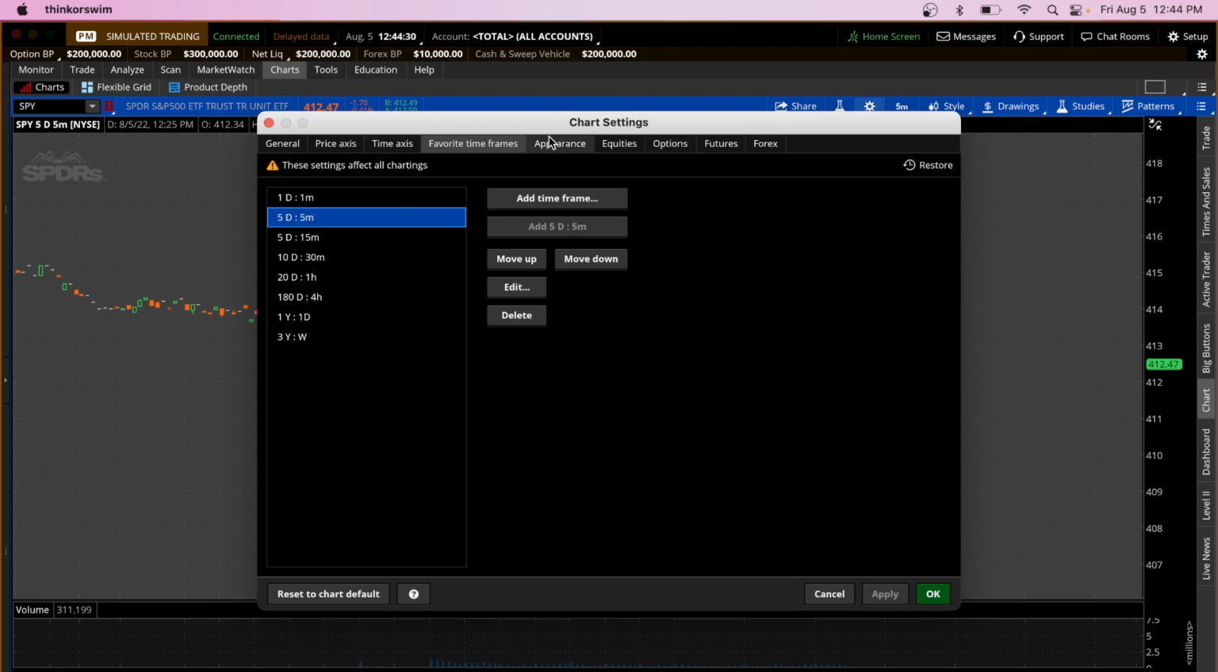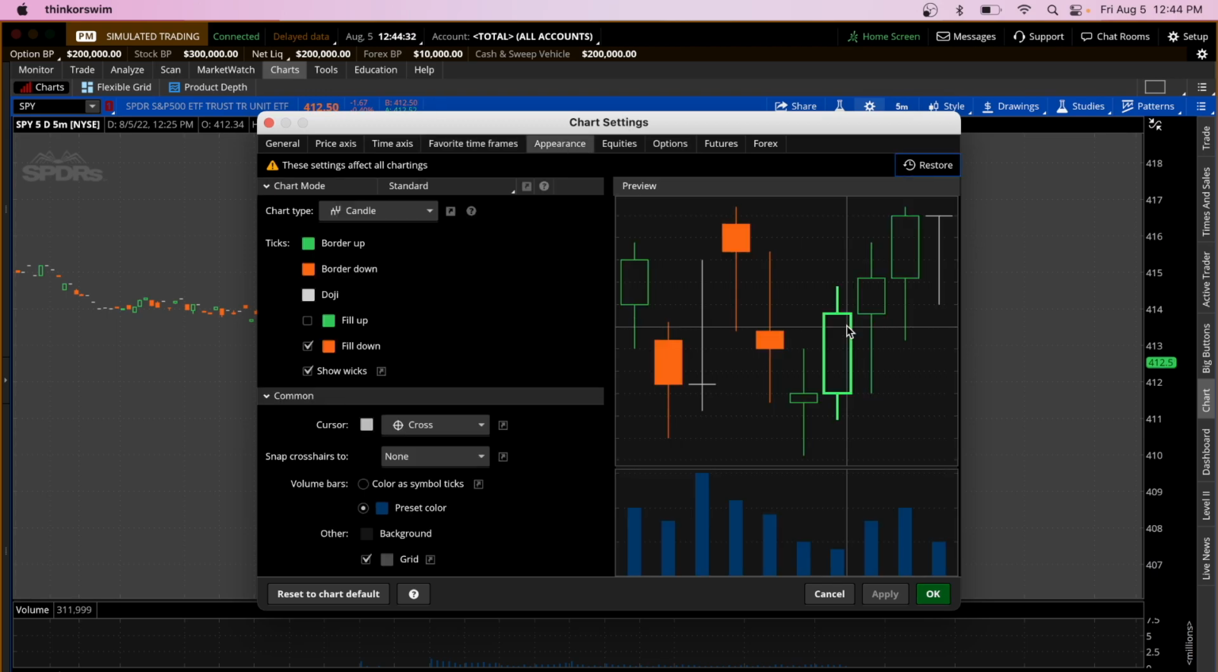Now, in terms of appearance, I personally don't like the chart looking like this, so I'm going to hit this over here. Fill up, boom. Here we are. Full bars, full candlesticks.